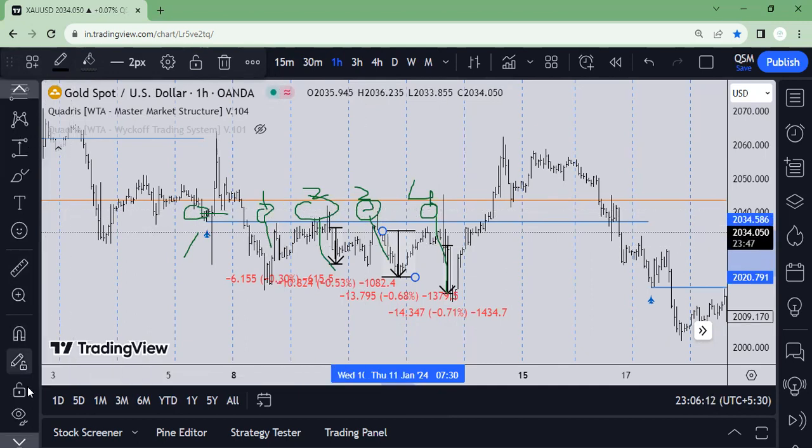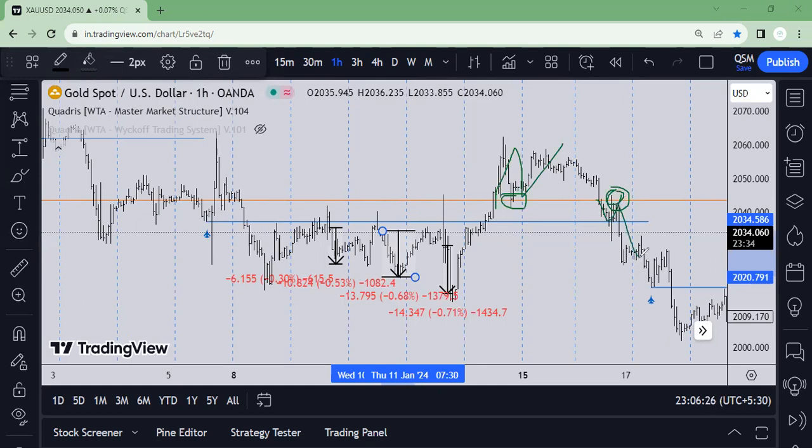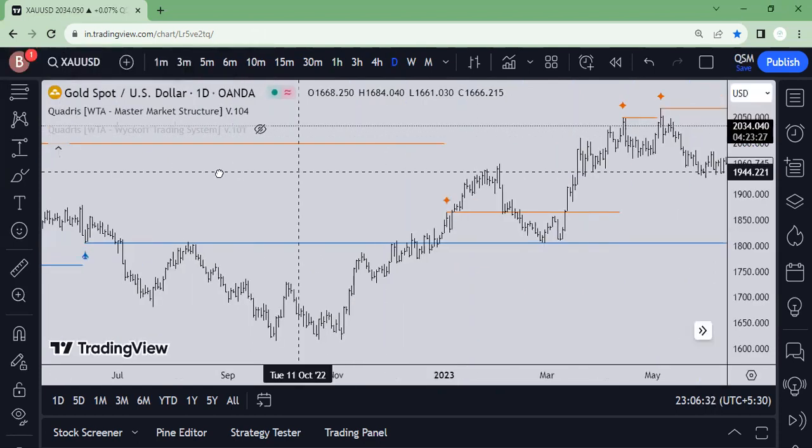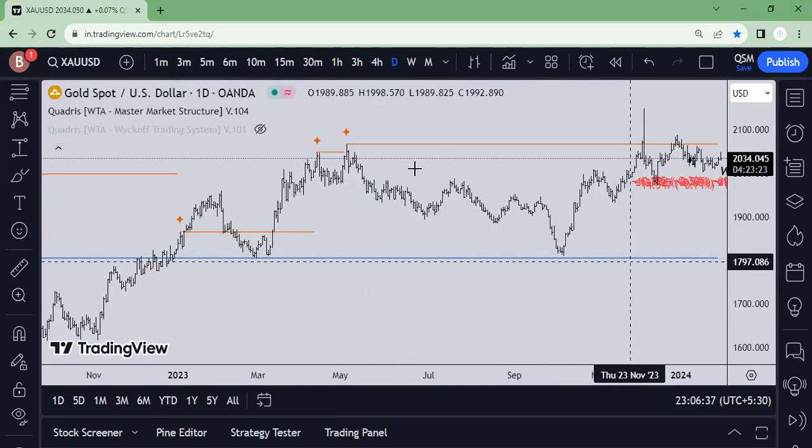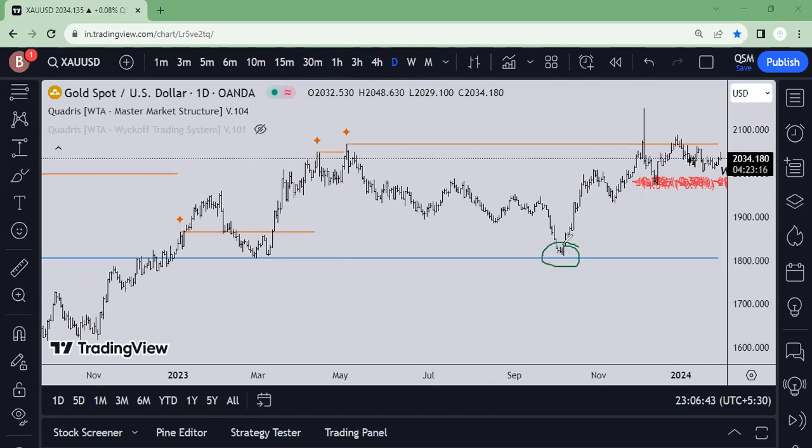Apart from this, here also price respected this level. Here also price broke down, respected the level, and down she went. It works excellently well on any good time frame. Just look at the beauty of the system. Price rotated from this particular point.